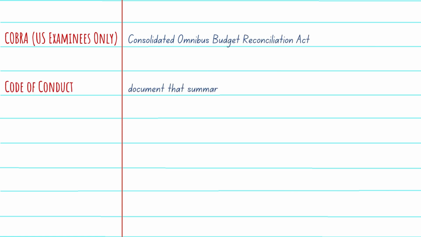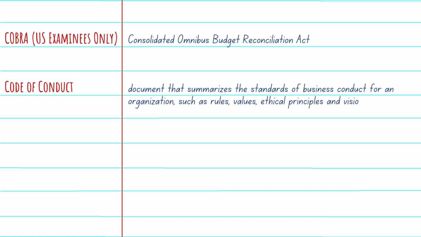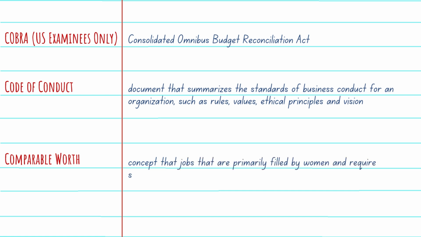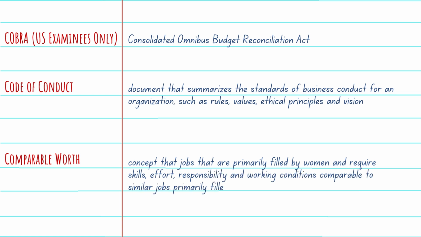An organization's code of conduct is a document that summarizes the standards of business conduct for an organization, such as rules, values, ethical principles, and vision. Comparable worth is the concept that jobs that are primarily filled by women and require skills, effort, responsibility, and working conditions comparable to similar jobs primarily filled by men should have the same classifications and salaries.